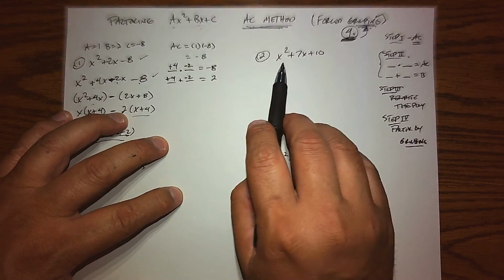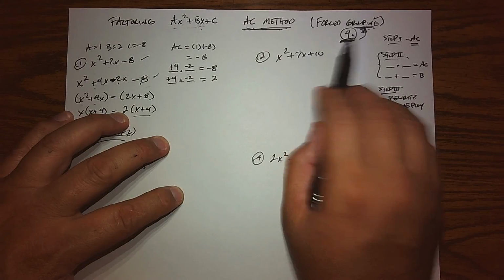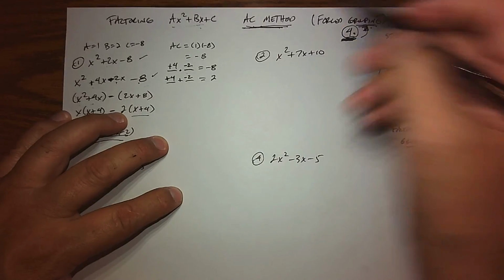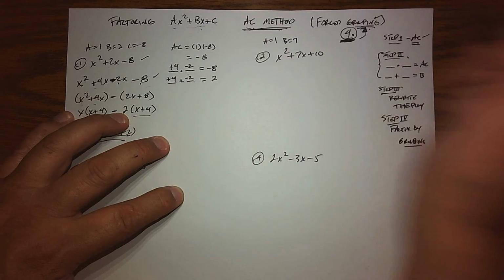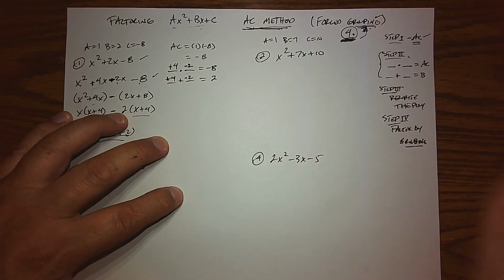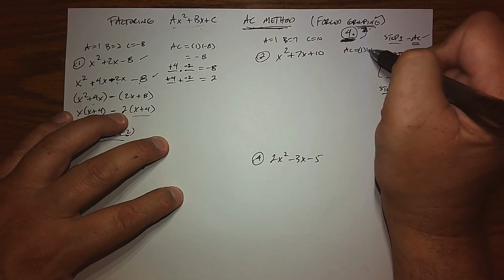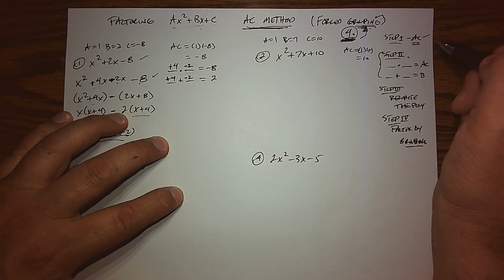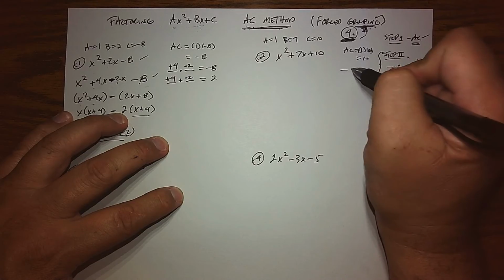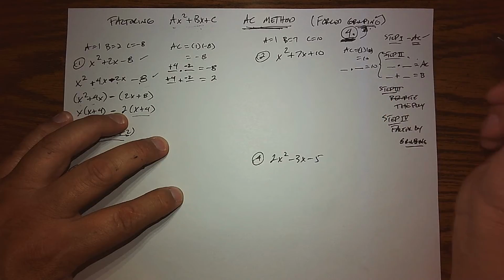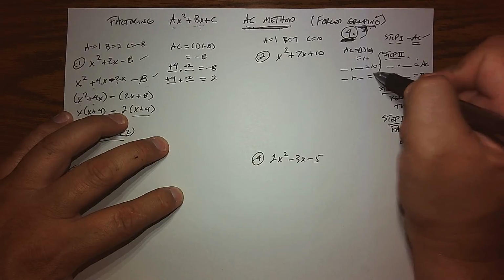Next one, again, to factor this trinomial, we're going to force a fourth term. I do that by first considering what's AC. In this case, A is 1, B is 7, and C is 10. So my AC is 1 times 10, which is 10. Now, second step: two numbers that when I multiply them together give me AC, 10, and when I add them together give me the B, which is 7.